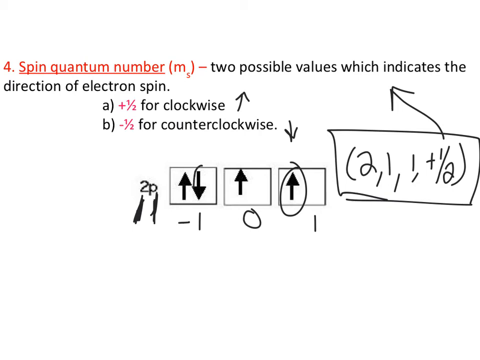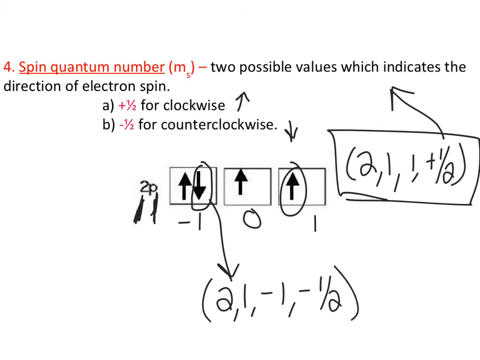Now, if I was writing out quantum numbers for that electron, it would be similar, but it wouldn't be exactly the same. So the energy level's the same. The sublevel is the same since it's a p. It's on line negative 1, and it's spinning down, so that's a negative 1/2. Every single arrow would get its own set of quantum numbers.